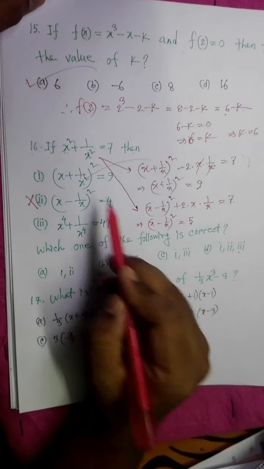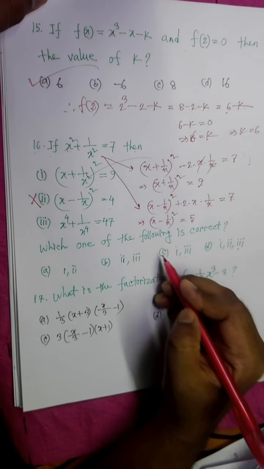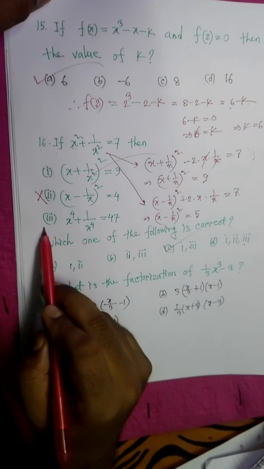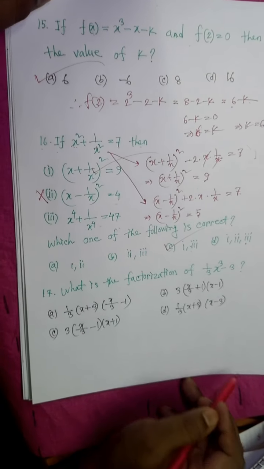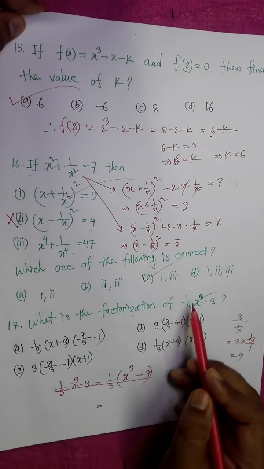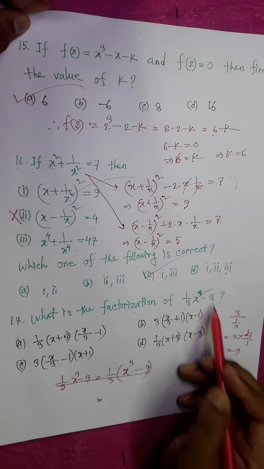So our answer must be 1 and 3. So answer is 1 and 3. Here we don't need to find the third condition. Now question number 17. What is the factorization of 1 by 3x square minus 3?